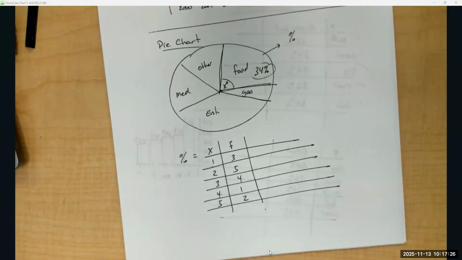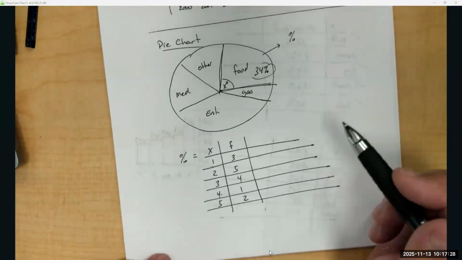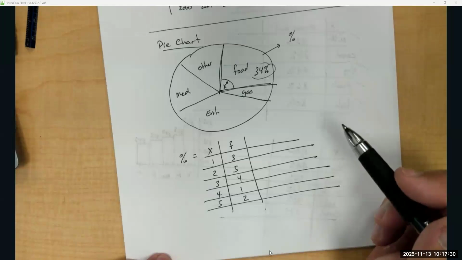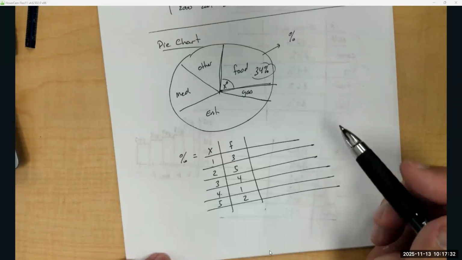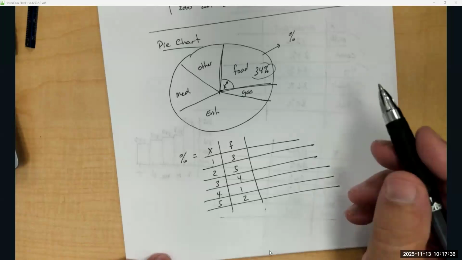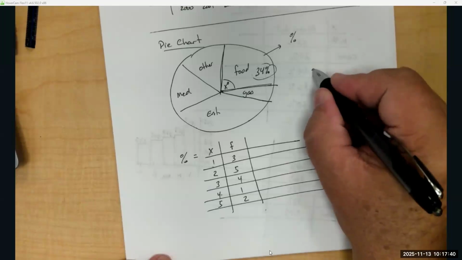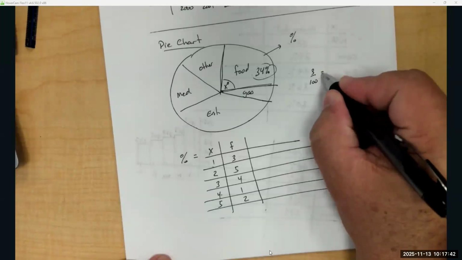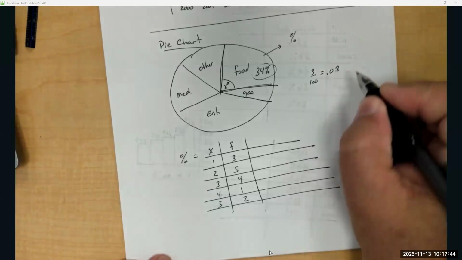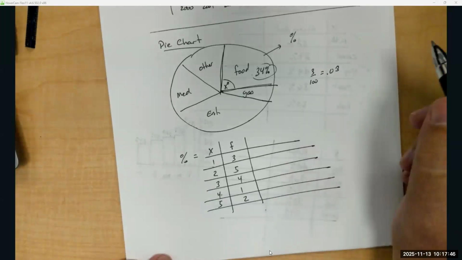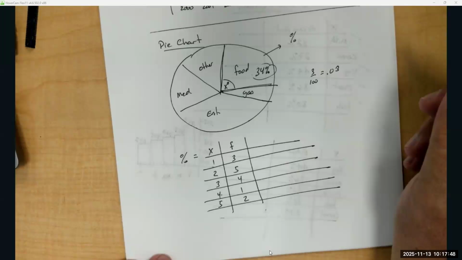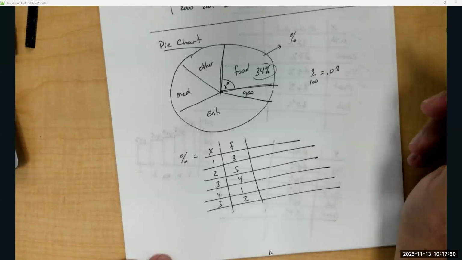What's that? Like 3 of 100. Is that a percent? Because 3/100 is 0.03. That's not a percent. How do you turn it to a percent?